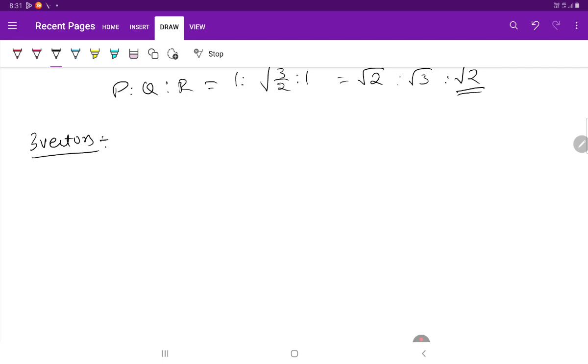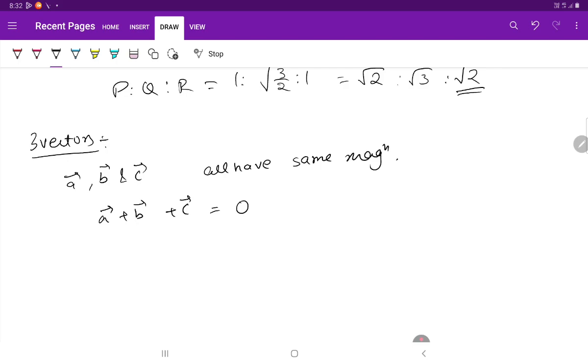If you have three vectors, A vector, B vector, and C vector, all having the same magnitude, you have to find the angle between each of the vectors so that A vector plus B vector plus C vector is equal to 0. Now you can think of one case where A vector, B vector, and C vector are equally inclined. You can verify that this is the only solution to this system for having a null vector as the solution.